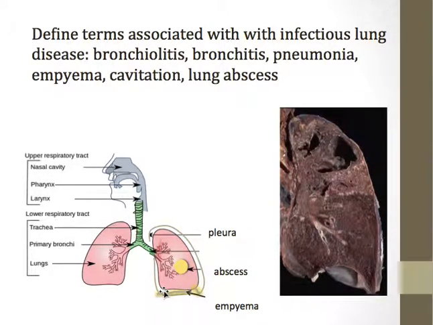Empyema thoracis, or pleural empyema, is pus within the pre-existing pleural cavity, and lung abscess is pus within the lung substance. Cavitation is literally this, formation of a hole within the lung substance. You can see this is a post-mortem specimen, which shows extensive areas of cavitation where the lung has simply rotted away.